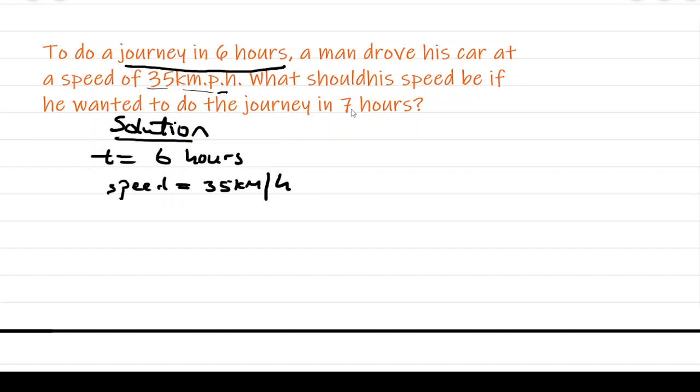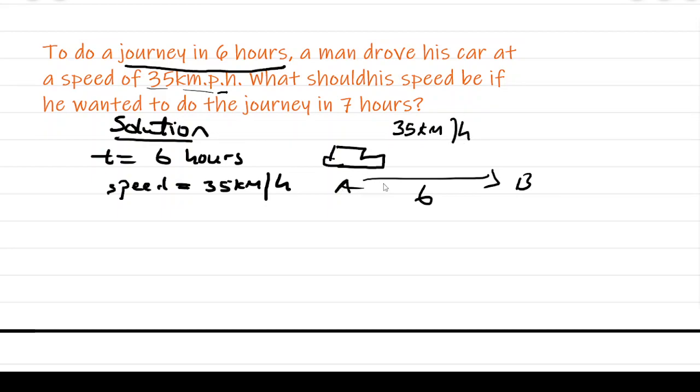So we are given that a man drove a car. It took him 6 hours from this point A to this point B, and the speed he was running with was 35 kilometers per hour. But we don't know the distance he covered. We are just told that he covered this particular distance using this particular speed and with this particular time interval.